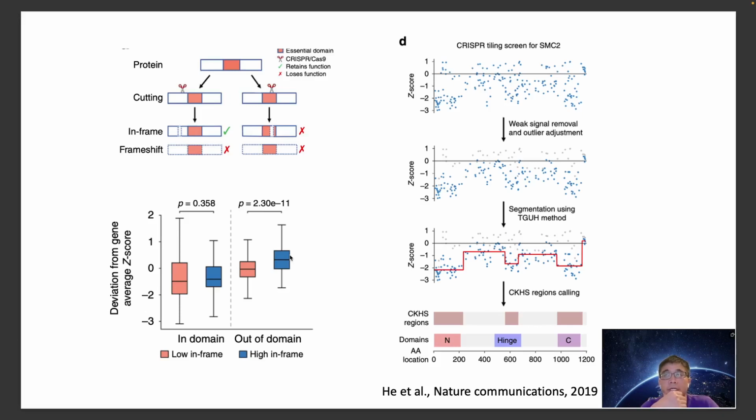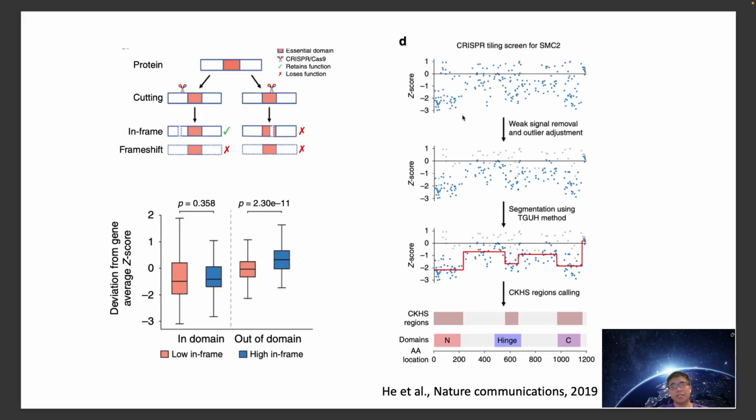So you can see here is a CRISPR tiling signal for this SMC2 gene, and at first glance, we may not be able to find very good patterns. You can see there are signals all around here, and around here, right? So we need to do some weak signal removal.